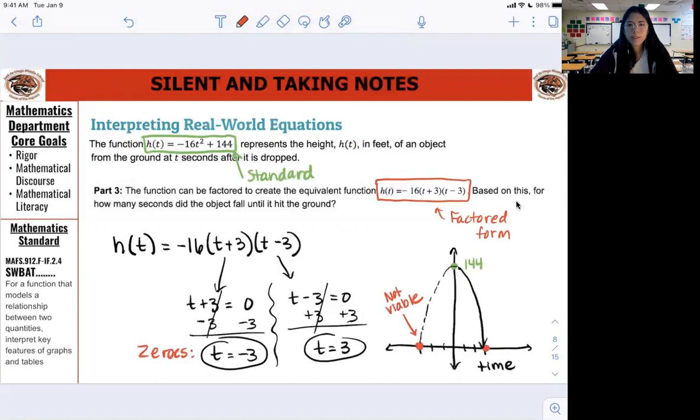So now let's answer this question. For how many seconds did the object fall until it hit the ground? Remember, this is 3.